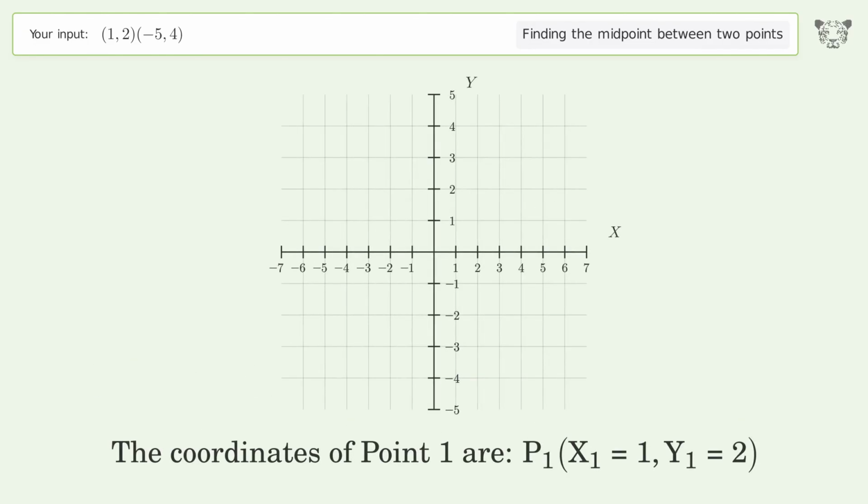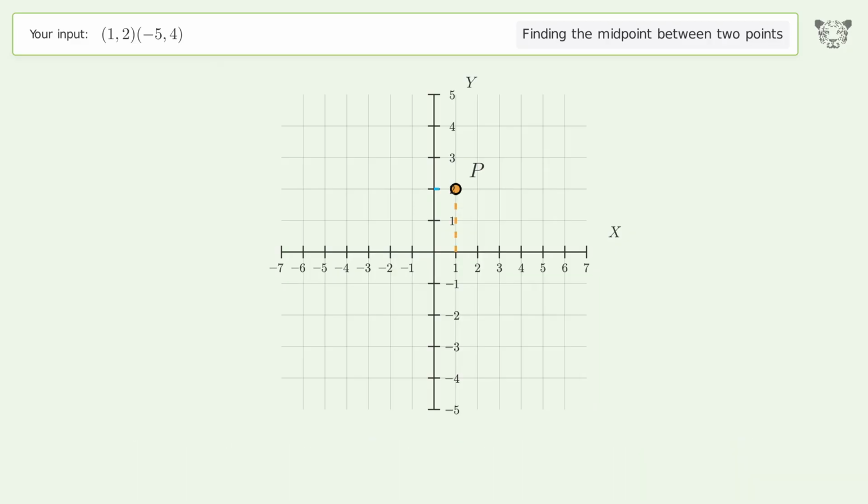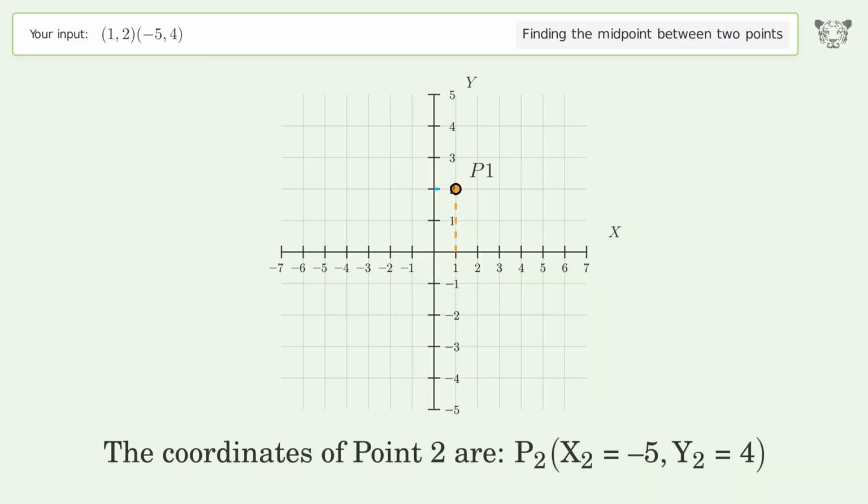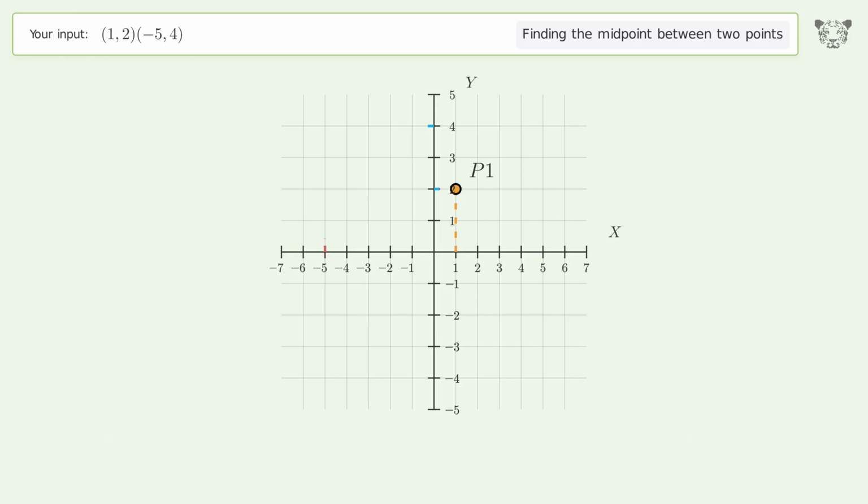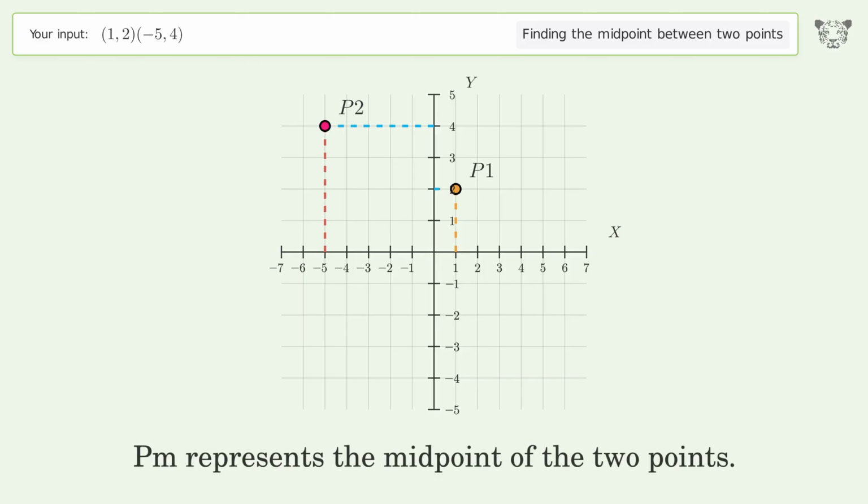The coordinates of point 1 are x1 equals 1, y1 equals 2. The coordinates of point 2 are x2 equals -5, y2 equals 4. PM represents the midpoint of the 2 points.